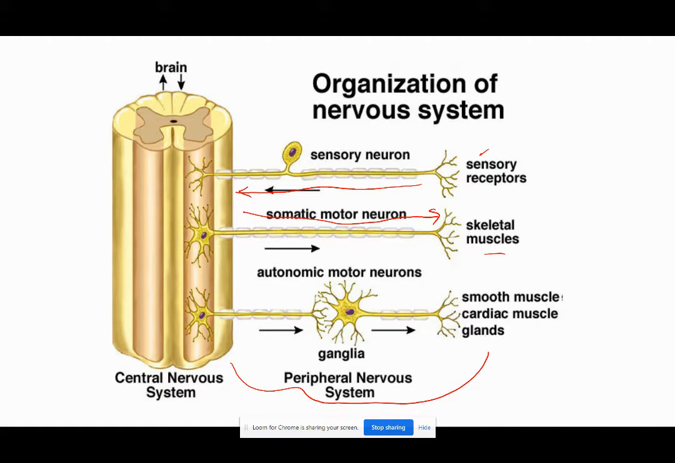And then we have autonomic motor neurons here. Autonomic, again, is involuntary or automatic. So those signals are sent through these motor neurons to things like smooth muscle, so things like making your digestive tract push the food along, a process called peristalsis. Or cardiac muscle, which is heart muscle, to allow the heart to contract.